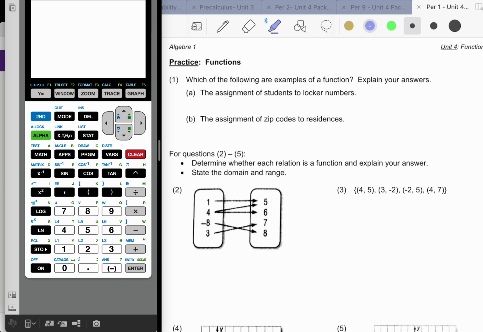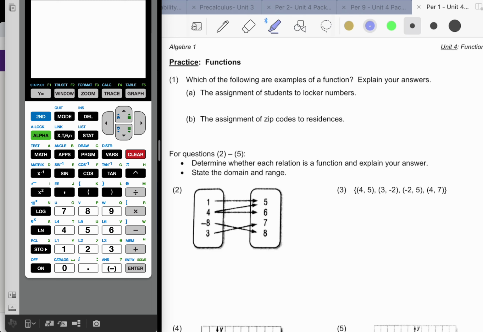Explain your answers. The assignment of students to locker numbers. The assignment of zip codes to residences. All right, so for the first one, if I go to the main office and give the name of the student, can they tell me the locker number of that student? Is there one locker number associated with each student?